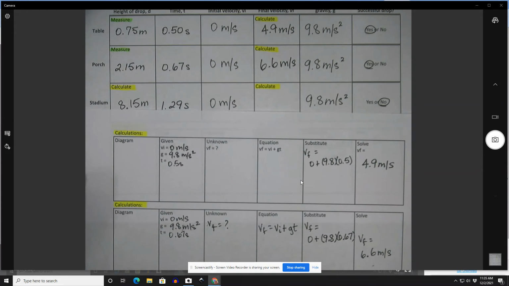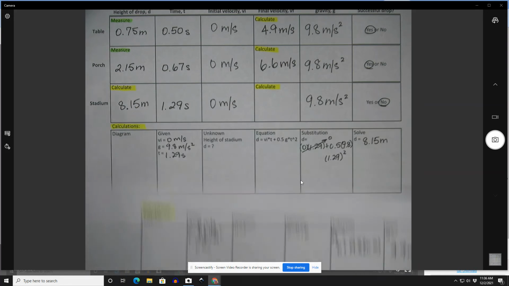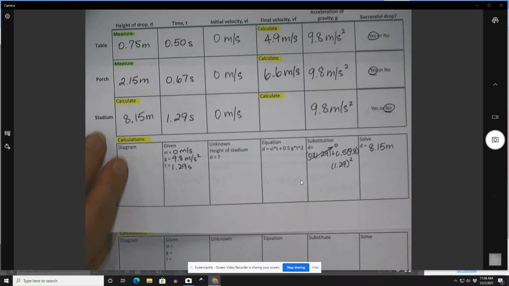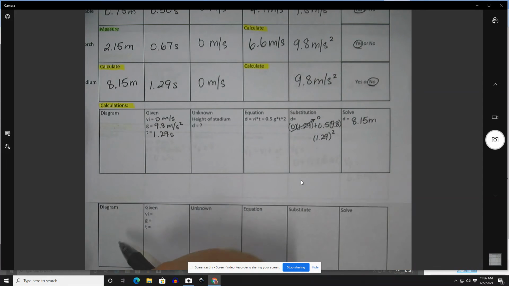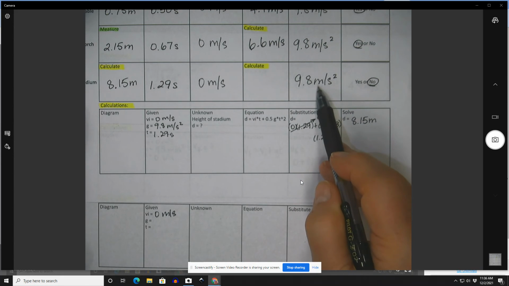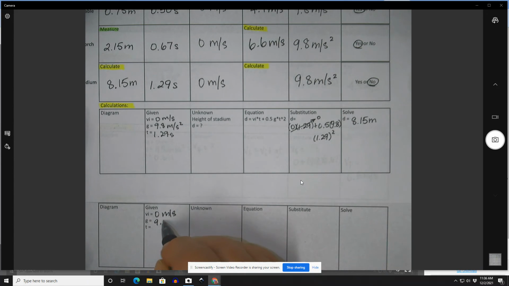Okay, now for the drop from the stadium, we're going to calculate our final velocity there. So again, don't forget to put your picture here of your container and the stadium. And so our initial velocity is 0. G is 9.8 meters per second squared. And our time for the drop from the stadium was 1.29 seconds. Our unknown is our final velocity.